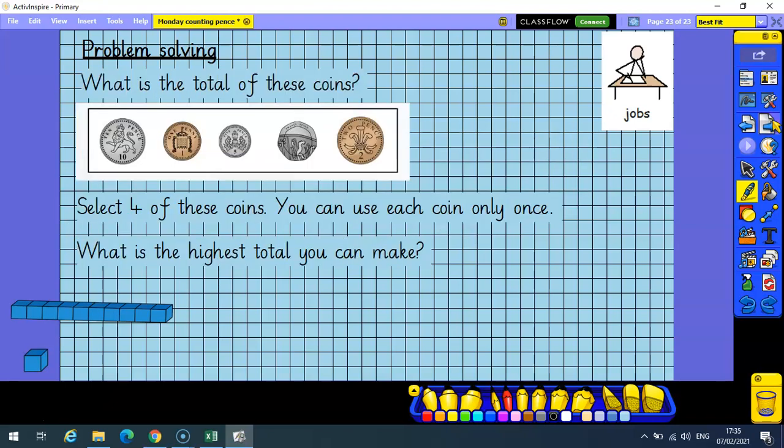And last challenge, I want you to do this all by yourself. Pause the video and have a go at this if you want to after you've completed your worksheet.